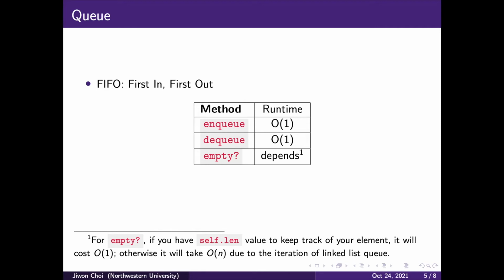In the case of dequeue, it'll take O(1) regardless of whether we have a tail variable or not. For dequeue, we basically remove from the front, so we just update the head value like what we did for the stack. In the case of empty, it's the same as the stack. If we have the self.len class variable, we can easily do it in constant time. However, if we need to iterate through and count every element in a linked list, it'll take O(n) linear runtime.